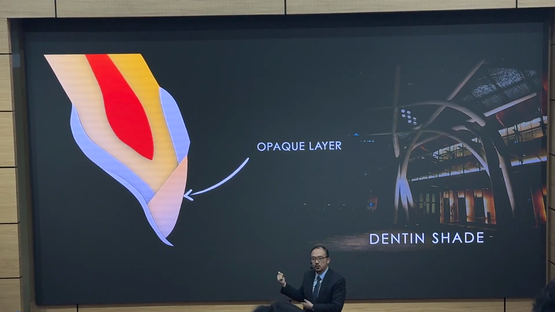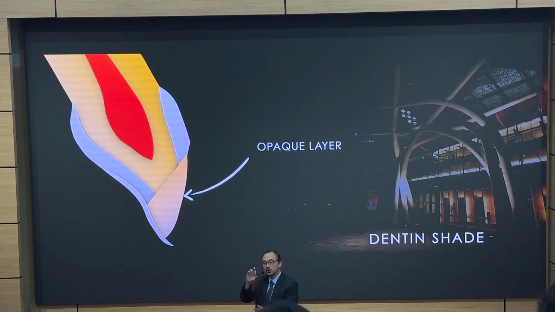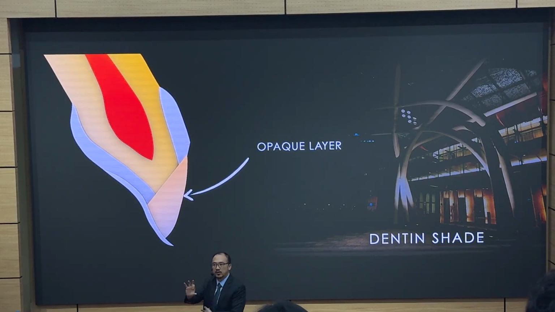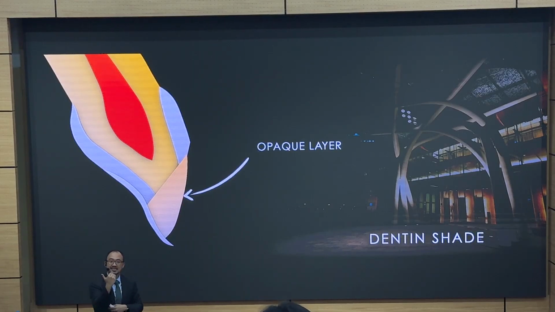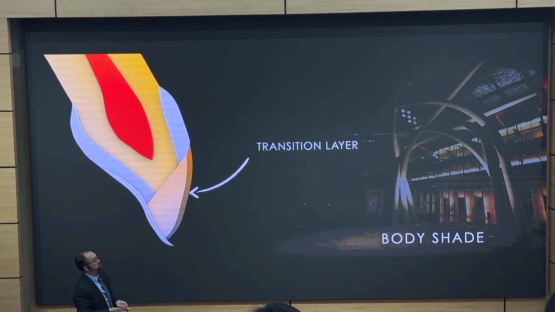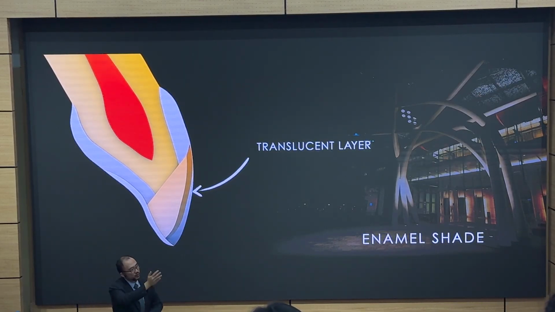You notice for this one, for my class 4s, most of the volume of my restoration is actually opaque. In fact, my opaque layer passes the EDJ. Okay? Then you put your transitional layer that is more towards the cervical part, and then you put your translucent layer, the enamel layer, that's more incisally.